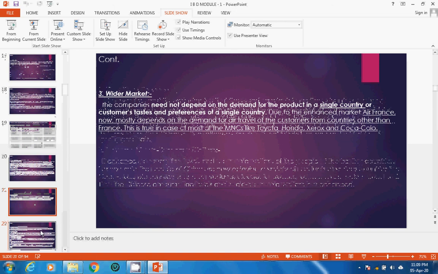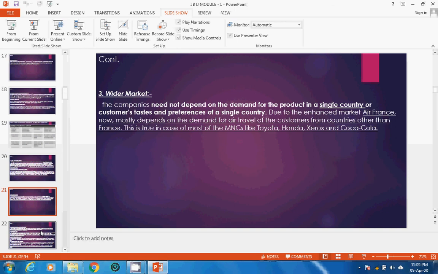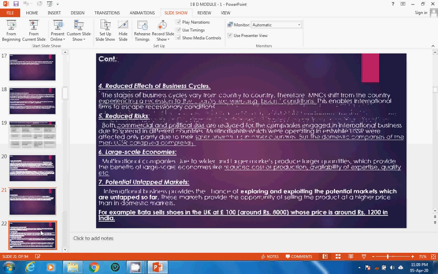Wider market. The companies need not depend on the demand for the products in a single country, or the consumer tastes and preferences of a single country. Due to the enhanced market, Air France now mostly depends on the demand for air travel of customers from countries other than France. This is true in the case of most MNCs like Toyota, Honda, Xerox and Coca Cola, which have wider market opportunities due to participating in international business.